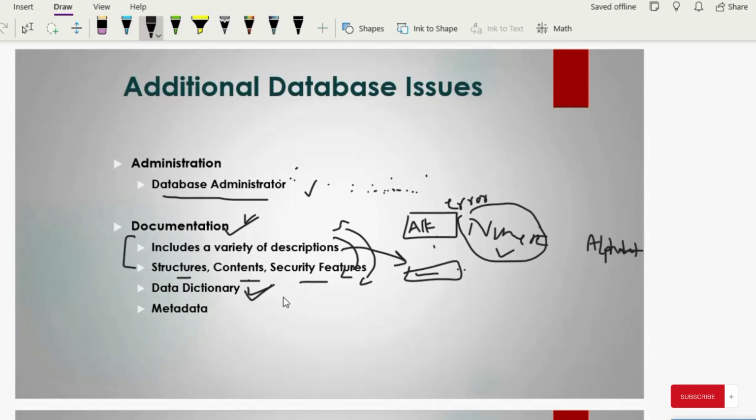There is another important thing from the documentation concept, known as metadata. Metadata is a huge amount of data dictionary stored together. So the data dictionary contains metadata, or data about data, and has a variety of uses.